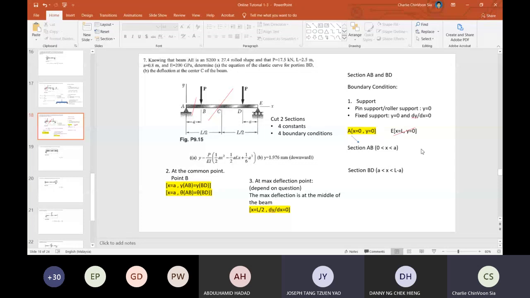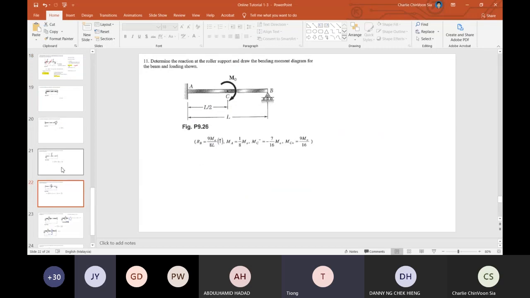Any questions before I move to the next one? I think there are any questions. Okay, if you don't want to voice out, you can type in the chat room. There is one question on 12 from Dian. Dian asks to explain question number 12.